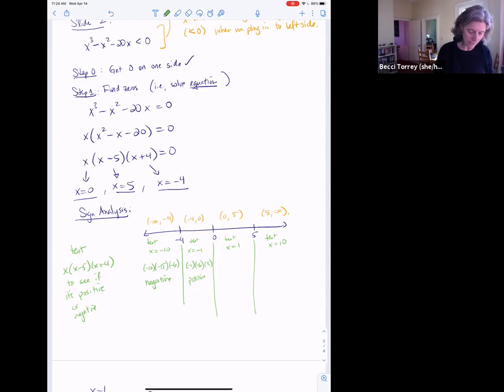And the same thing, I can test x equals 1. So I have 1 times -4 times 5. So this is going to give me a negative value. And then I can plug in x equals 10 times 5 times 14. Again, I don't care what it is, just that it's positive. And in this case, because we want less than 0, we want the negative regions. So I want this region and this region, which is this and this.